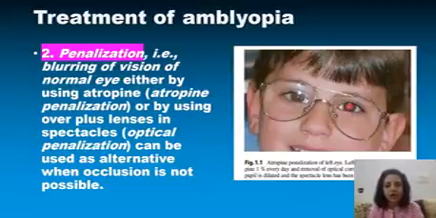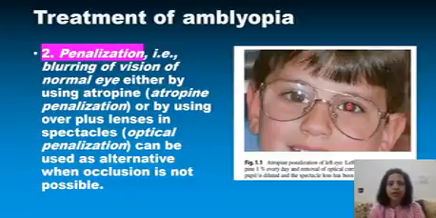Penalization. That is the second method of treating amblyopia, after occlusion. It is blurring of vision of the normal eye, either by using atropine, known as atropine penalization, or by using over plus lenses. Over plus lenses in the spectacles is known as optical penalization.